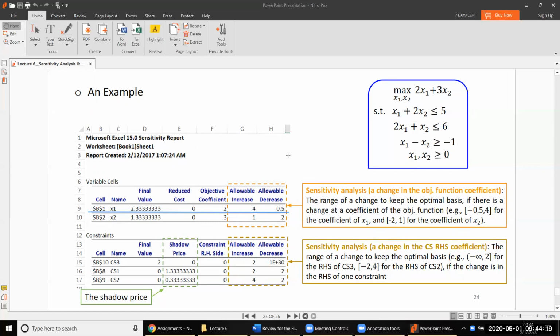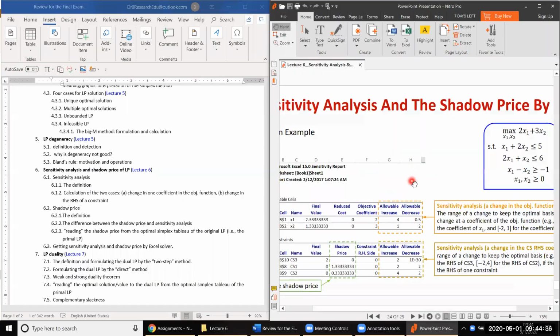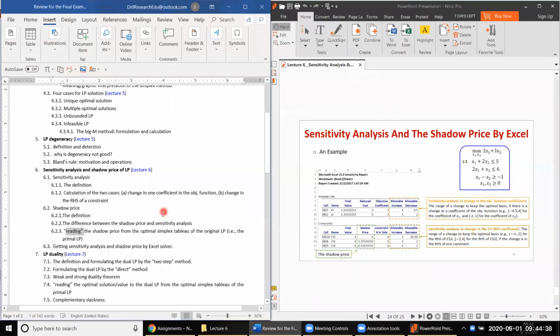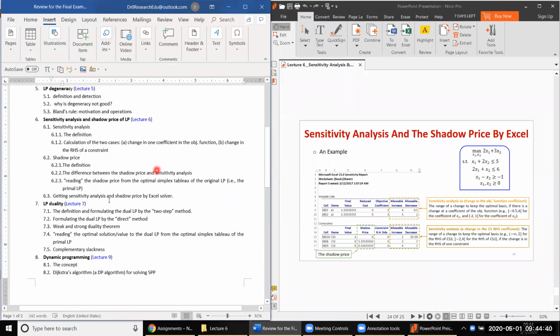And again, sensitivity analysis means what? It means the range of the change such that the basis of the solution will not be changed, right? So you need to report this to me, rather than just give me a tableau. It's not enough. Okay, this is everything about sensitivity analysis and shadow price.